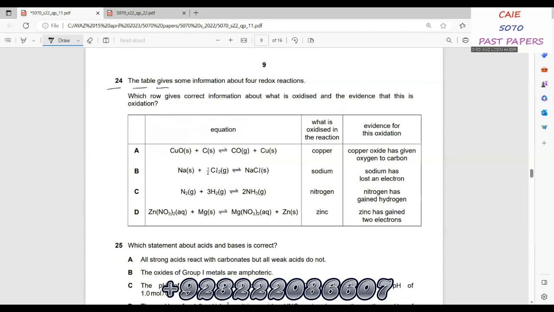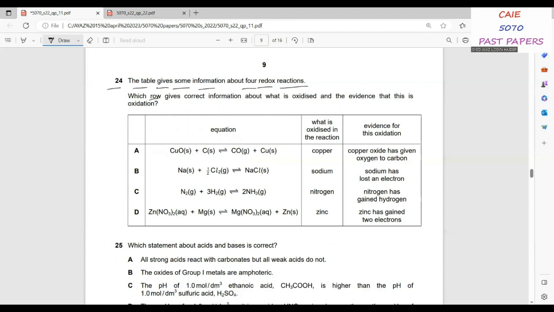24. The table gives some information about 4 redox reactions. Which row gives correct information about what is oxidized and the evidence that this is oxidation? Equation A, CuO plus C gives CO plus Cu. What is oxidized in this reaction? In the reaction, C is oxidized, and they've written copper. So this is wrong. B, Na plus half Cl2 gives NaCl.